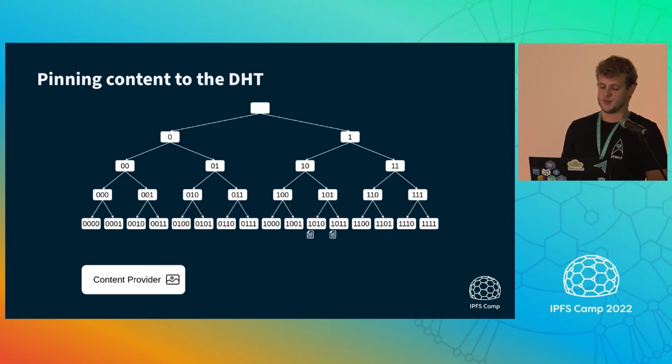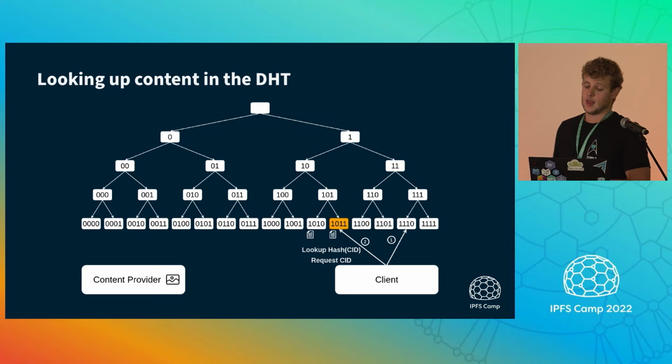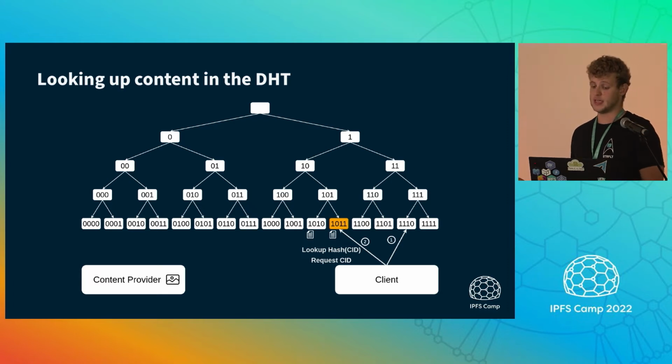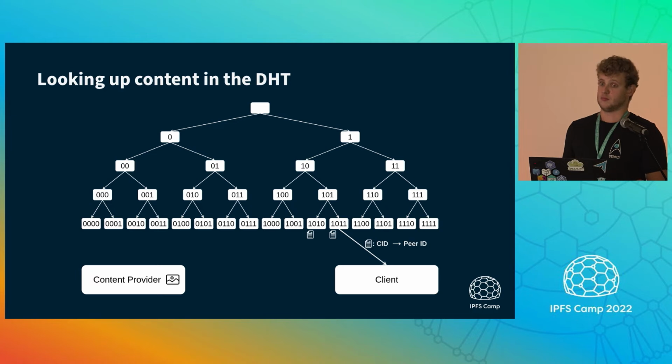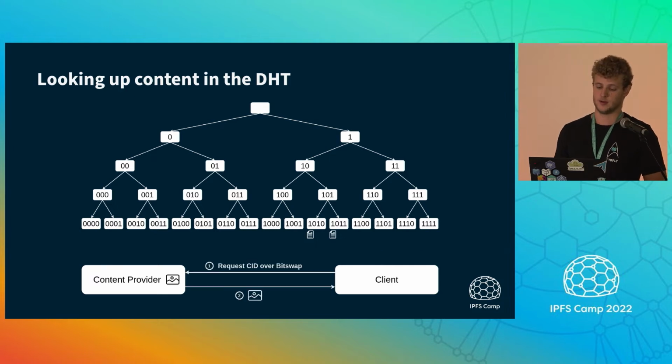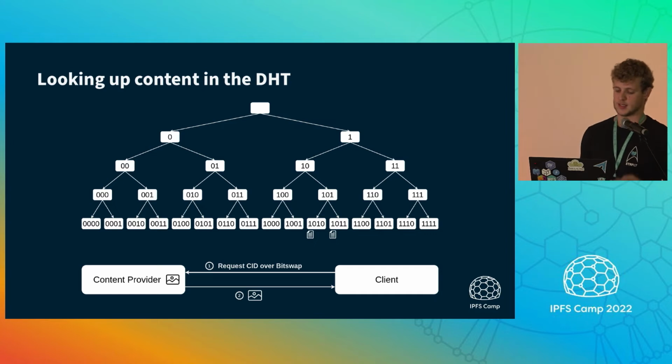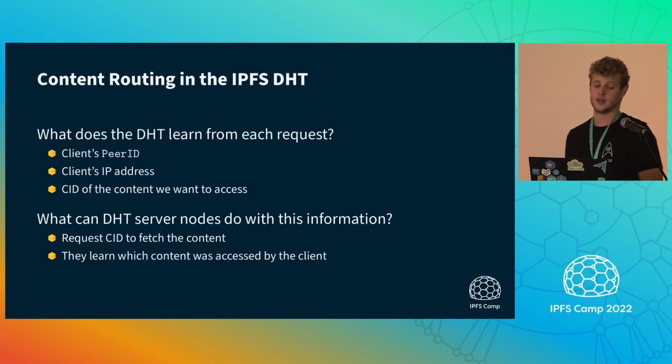So these peers are going to store a provider record, and then any client that knows the CID can simply hash it and look up where the content is stored in the DHT. And you only need to find one of the closest peers that is storing a provider record. Then this peer is going to give you the provider record, so it's going to tell you where the content is actually located. So now you have the peer ID of the content provider. You can directly request it over Bitswap. So that's how content routing currently works.